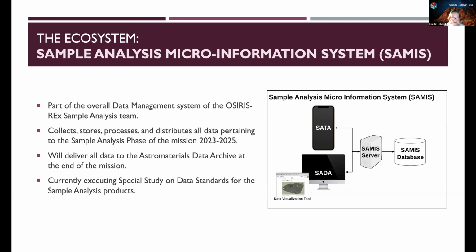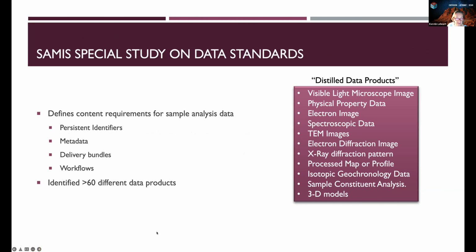SAMIS is currently executing a special study that investigates data standards for all sample analysis products. And those are many. As you see here, so far, they have identified over 60 different data products. And the list on the right gives you an overview of the high-level categories for these data products. A lot are images from either light microscopes or electron microscopes, and so on, then spectrographic data, and lab measurements on the composition, be it the isotopic composition or the elemental composition of these samples.